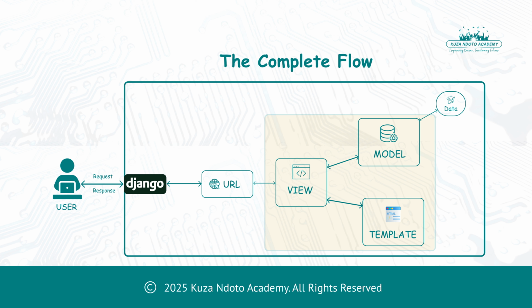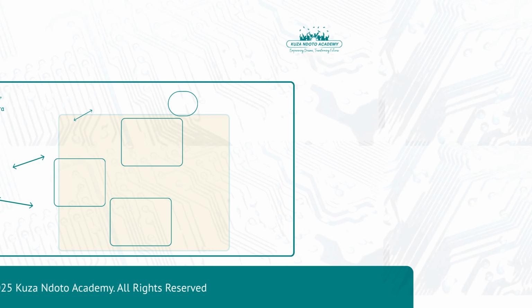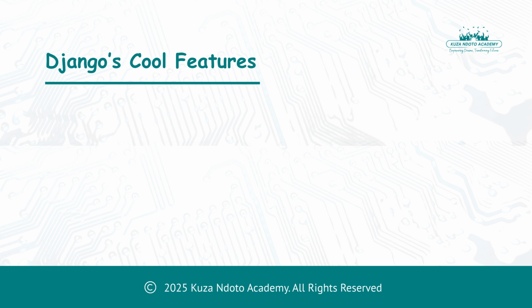And that is the full Django cycle, and that is what makes Django so powerful and so organized. It's like an orchestra. Every piece has its role, and together they create a seamless experience for both developers and users. Django ships with several built-in features that significantly reduce development time.